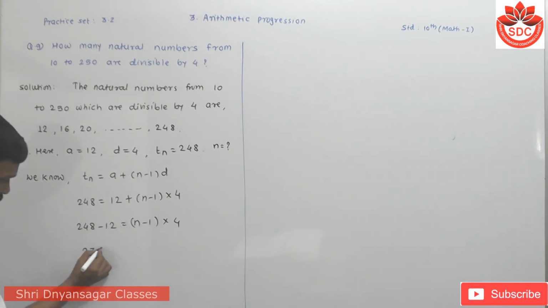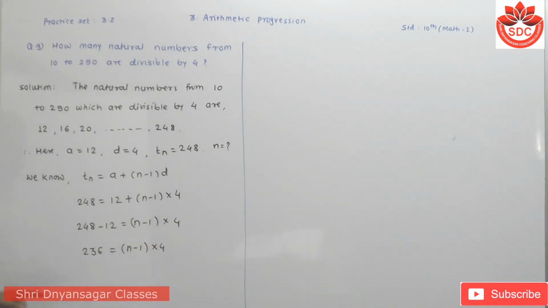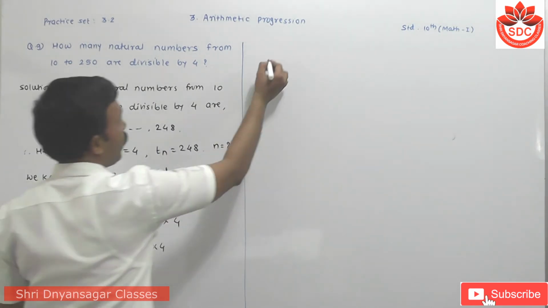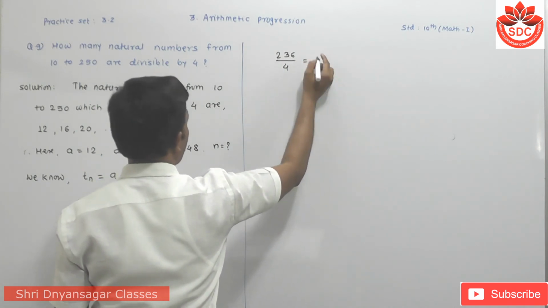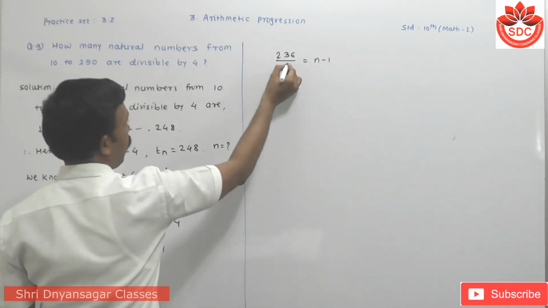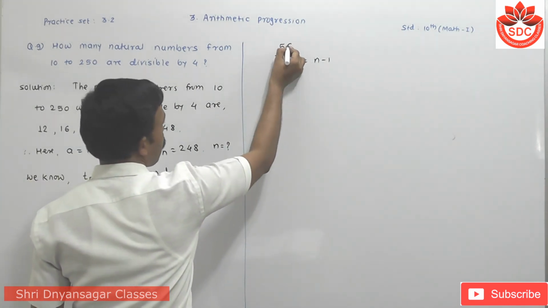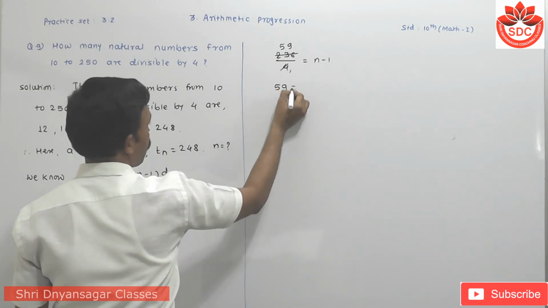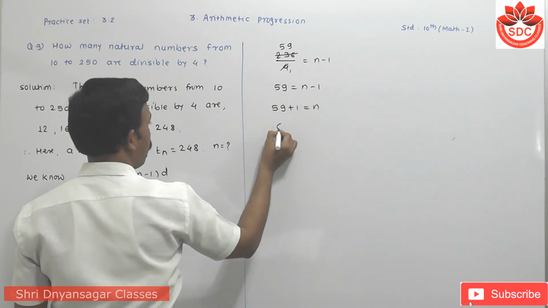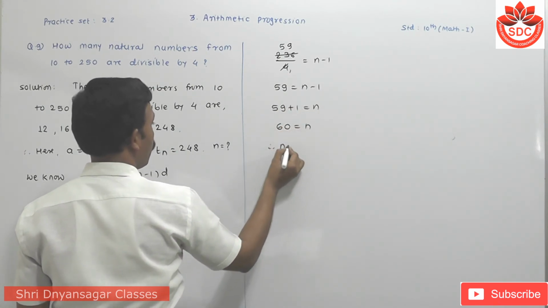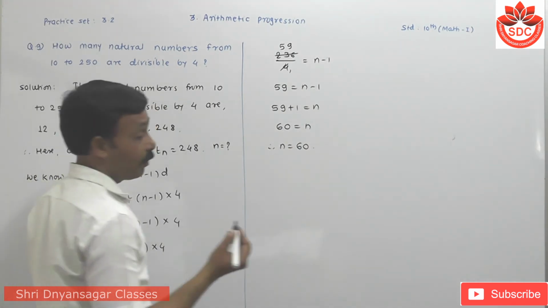236 is equal to n minus 1 into 4. Again 4 goes to the denominator: 236 upon 4 is equal to n minus 1. Then simplify: 4 ones are 4, 4 fives are 20, carry 3, 4 nines are 36. That means 59 is equal to n minus 1. Again transpose: 59 plus 1 is equal to n, so 60 is equal to n. Therefore n is equal to 60. It means there are 60 numbers which are divisible by 4.